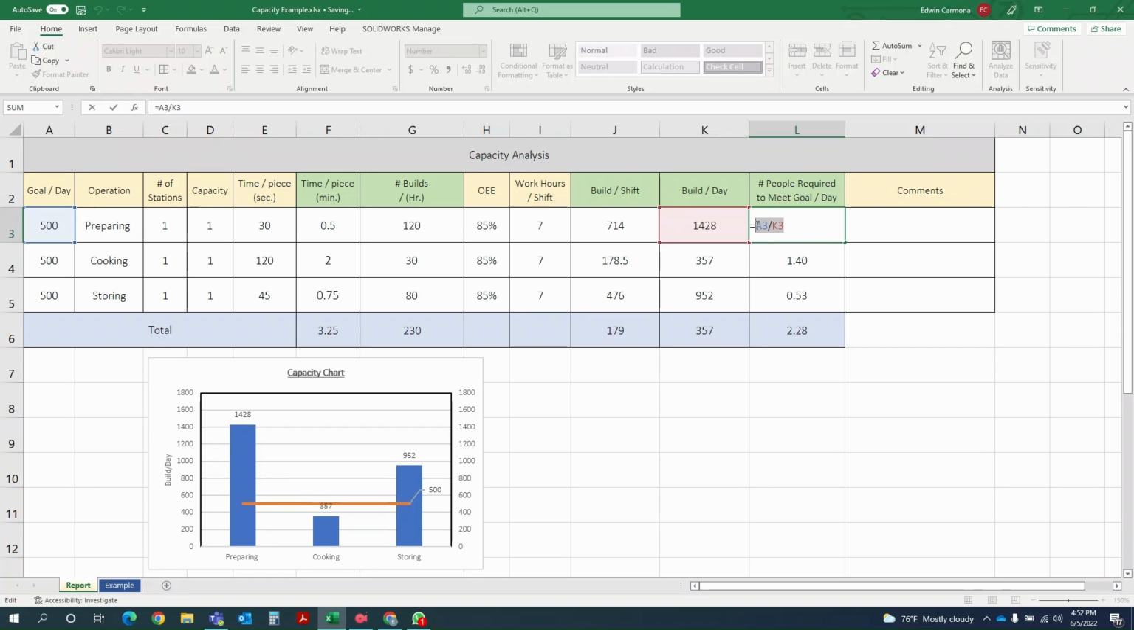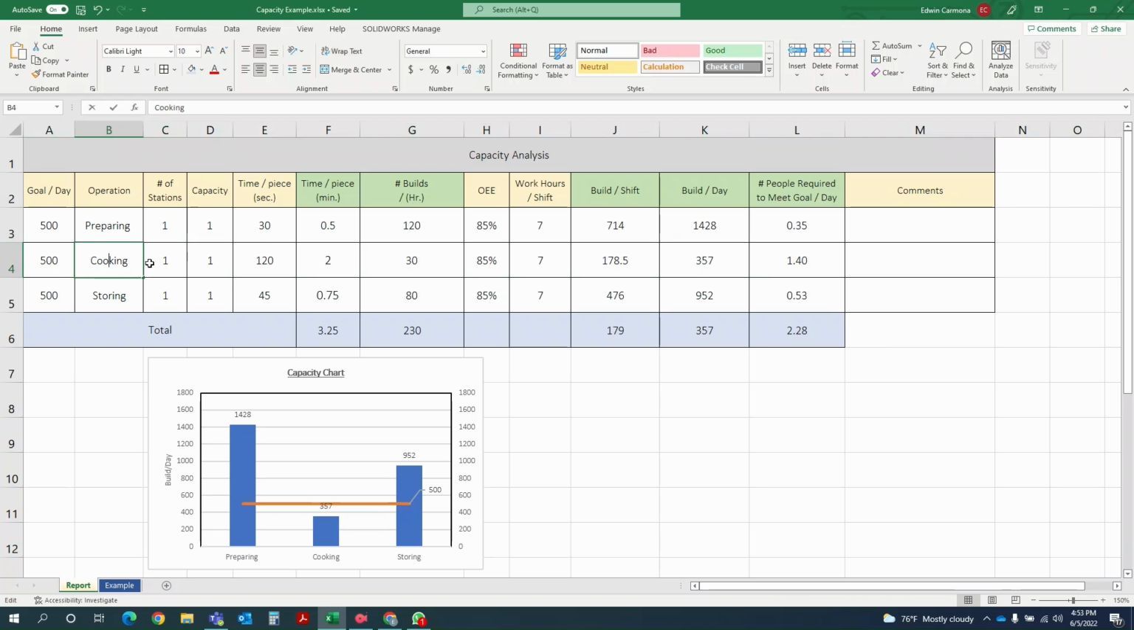So this is the number of people that you require. Think of it as if I only need to make 500, but I'm able to make almost 1500, I only need somebody to spend probably 30% of their time here, which is exactly what we have, 0.35. So this 0.35 essentially is 30% of somebody's entire day, right?